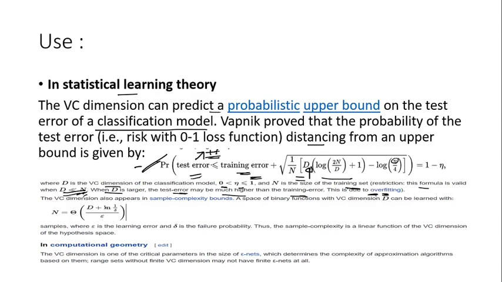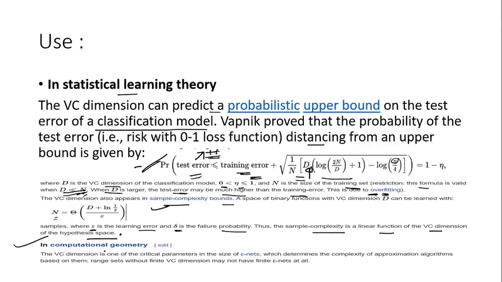The VC dimension also appears in sample complexity bounds. A space of boundary functions with VC dimension d can be learned with this many samples n, where epsilon is the learning error and delta is the failure probability. Thus, sample complexity is a linear function of the VC dimension of the hypothesis space.